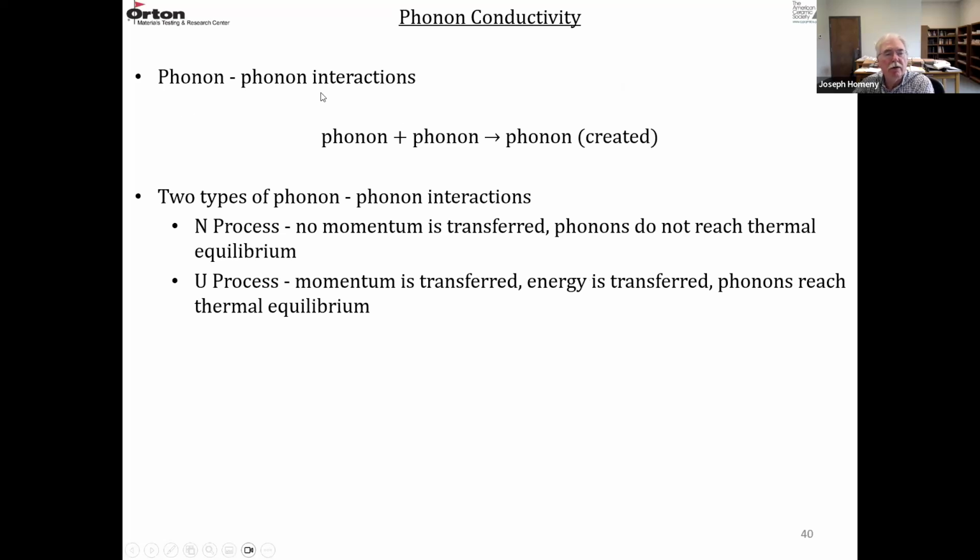So the phonon scattering processes: a phonon can react with another phonon and create a third phonon. There are two types of reactions here. One is called an N process, and one is called a U process. The U process is the one responsible for thermal conductivity. In the N process, these are low energy waves, so no momentum is transferred. Phonons do not reach any type of thermal equilibrium. But for the higher energy, shorter wavelength waves, momentum is transferred, energy is transferred, so phonons reach a thermal equilibrium.